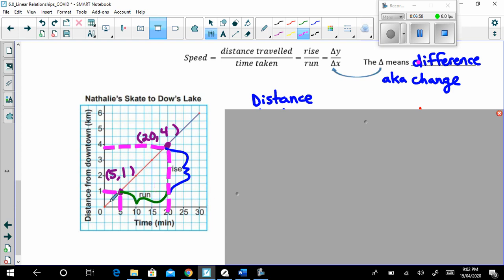From this point to this point, let's figure out our rise. How much are we going up by?